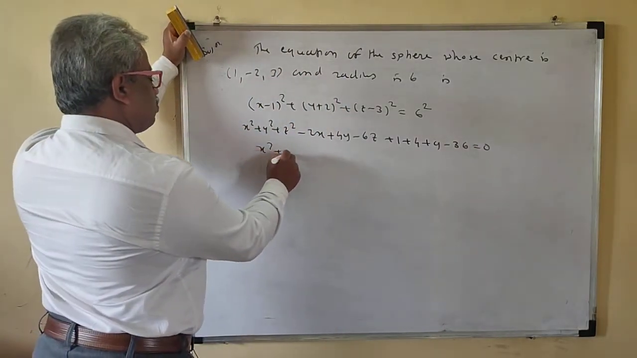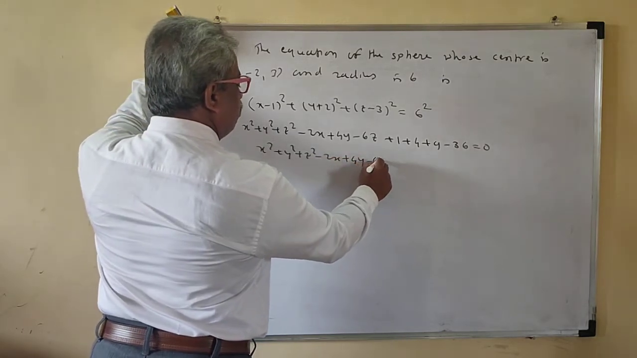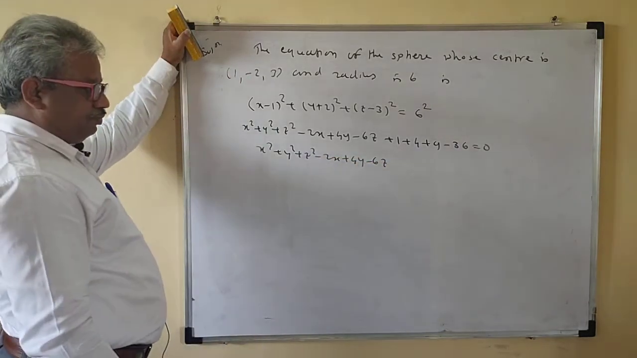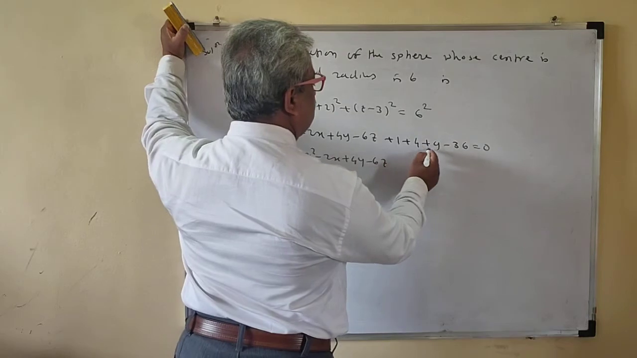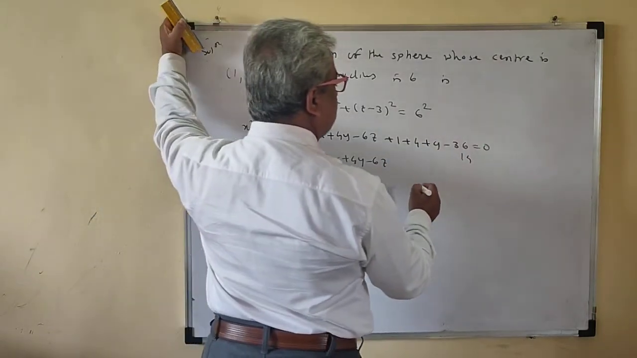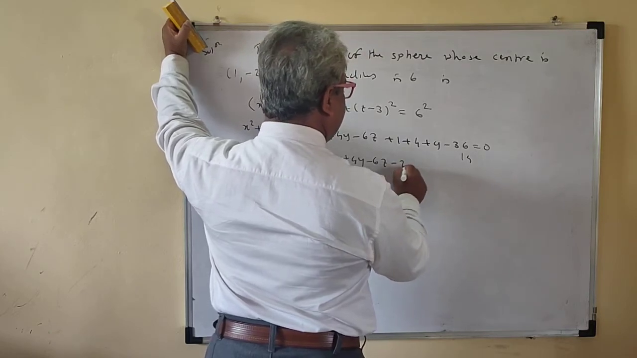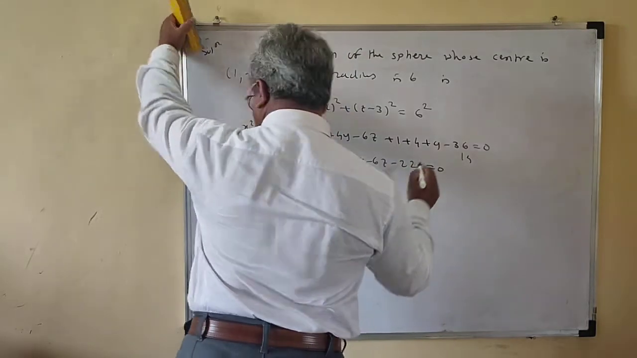So this is x square plus y square plus z square minus twice x plus 4y minus 6z. This is 14, and you have to subtract 36 from it. So this is minus 22 is equal to 0.